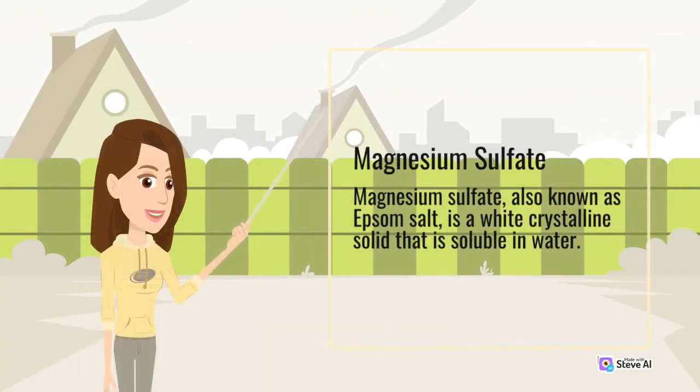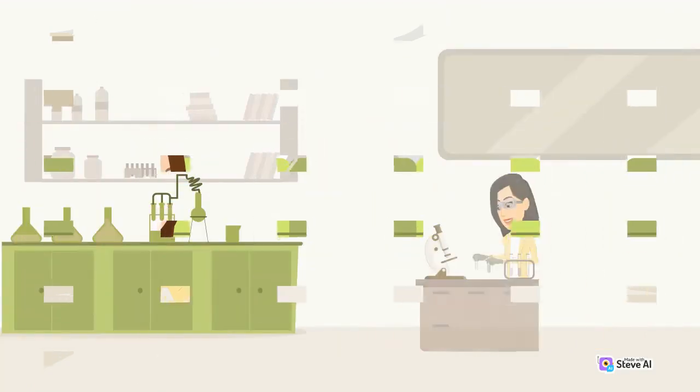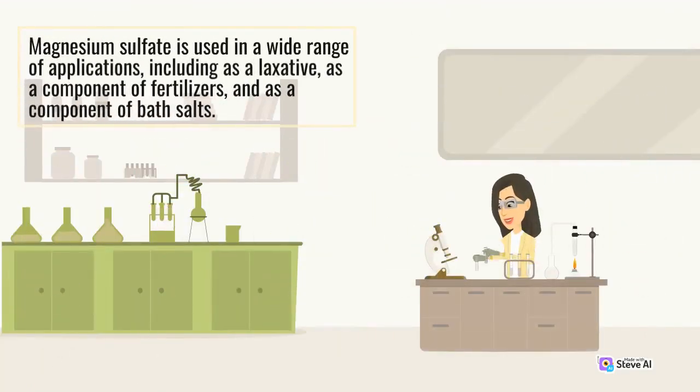Magnesium sulfate. Magnesium sulfate, also known as Epsom salt, is a white crystalline solid that is soluble in water. Magnesium sulfate is used in a wide range of applications, including as a laxative, as a component of fertilizers, and as a component of bath salts.